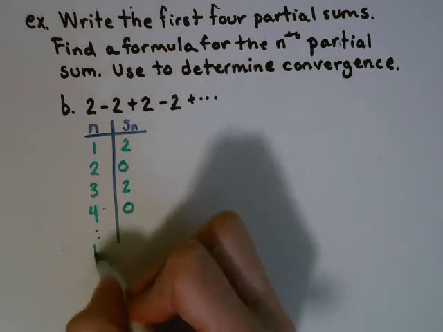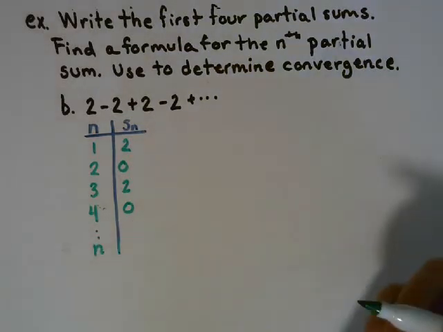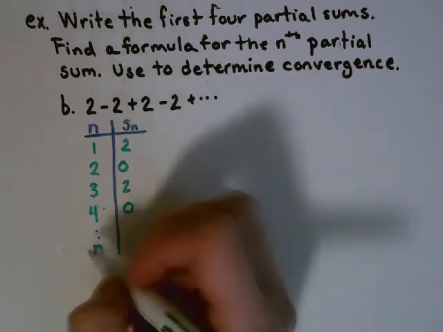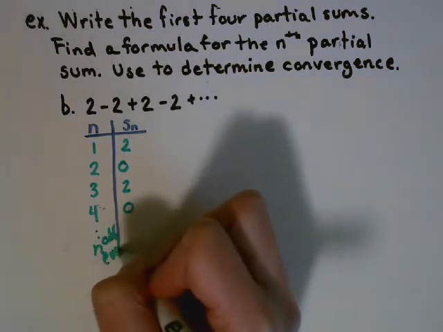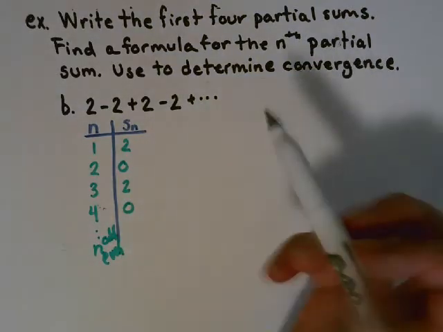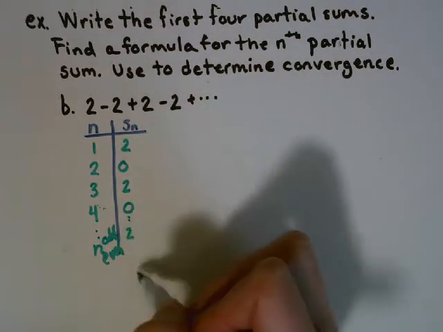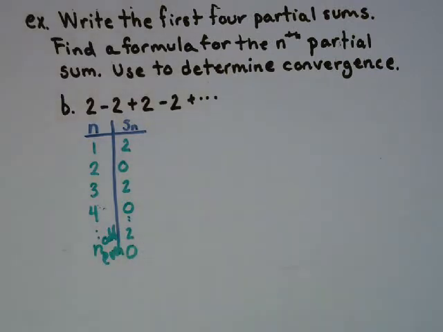So as far as a formula, I'm just going to look at two cases. Either n is odd or n is even. When n is odd, my sum is 2. When my n is even, my sum is 0.